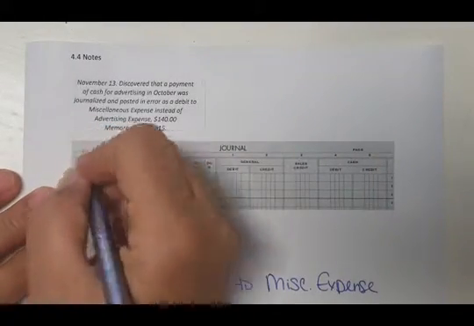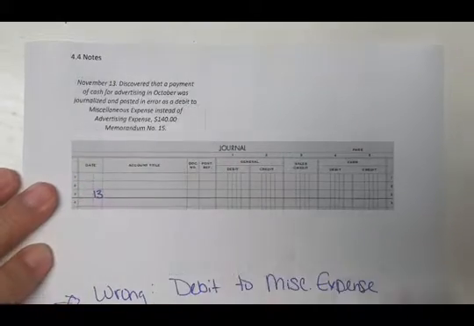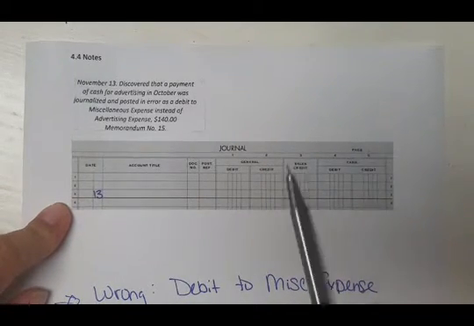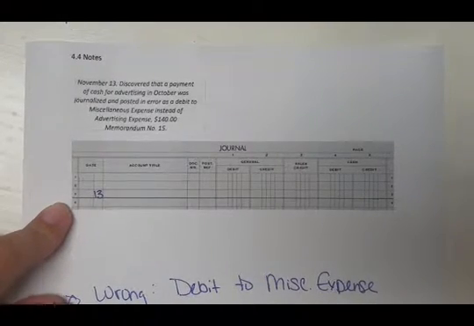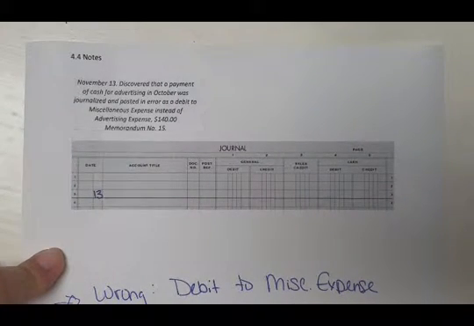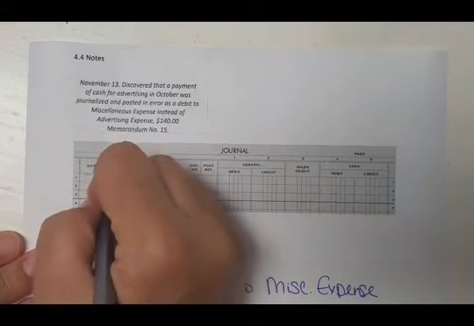So the date, we're going to pretend like we're already working in our journal, so I'm just going to skip down a little bit and go to the 13th here. So the account title. Well, neither miscellaneous expense nor advertising expense has a special column, so we're going to have to do both of them in the general. Now remember, in your general, you're going to do the debit account first. So we're going to have to do this one, and we're going to have to do this one. So which one is the debit? Well, it's the debit to advertising expense. So we're going to put advertising expense on the top line.